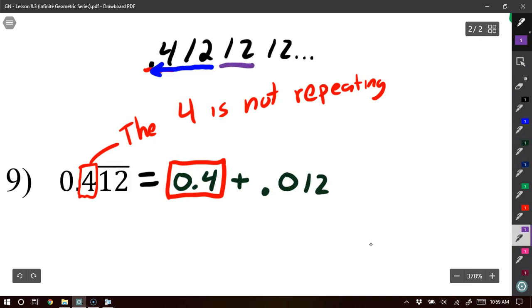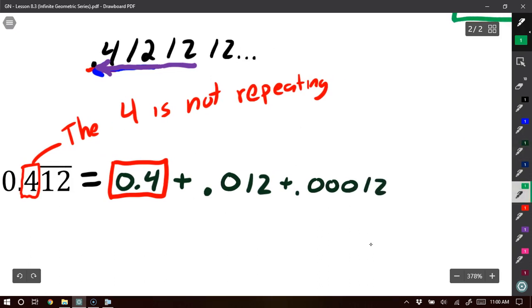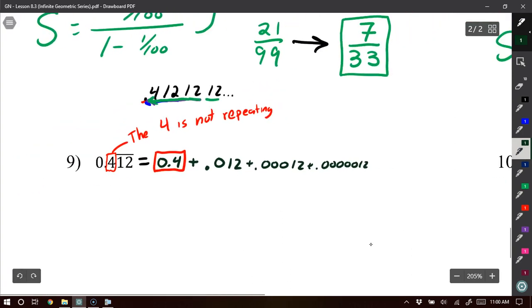I then have to take care of this one. So I have that 12. However, there are 3 numbers to the left of it. So I'm going to have to insert 1, 2, 3, then my 1, 2. Then I got to take out this one. So I have this 1, 2 I got to write down. However, there are 5 numbers to the left of it. So I have to insert 5 numbers left of it, then the 1, 2. And then don't forget the dot, dot, dot.